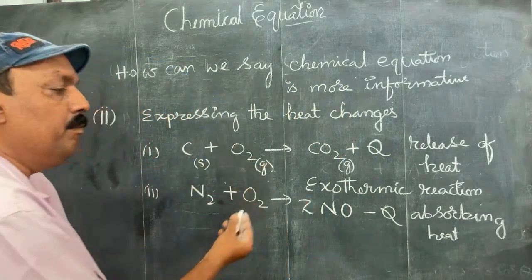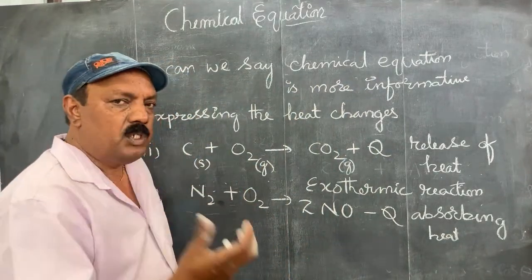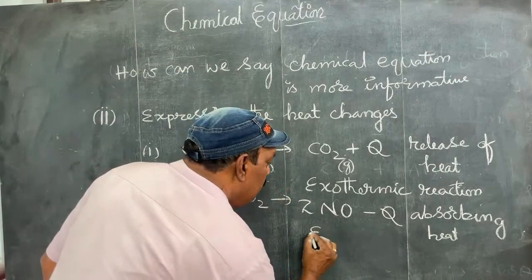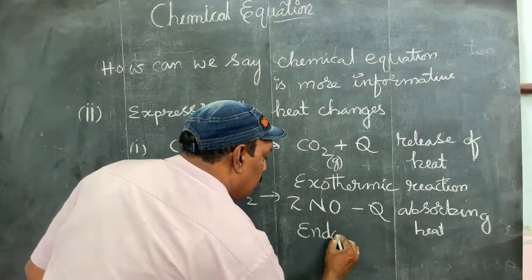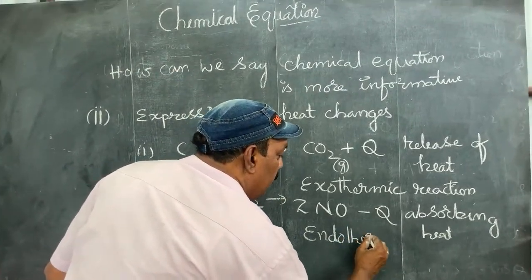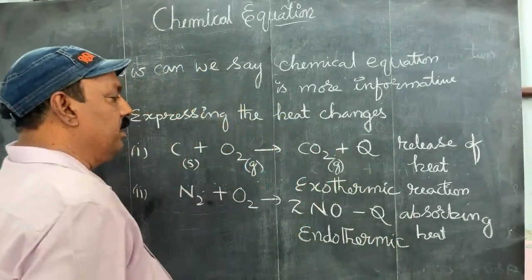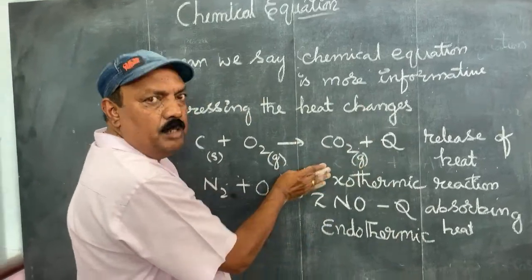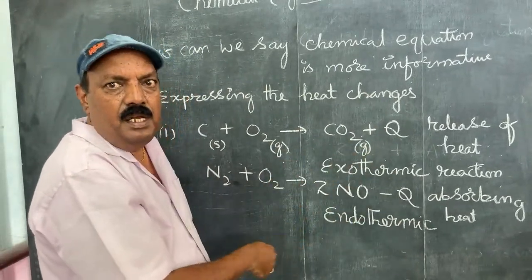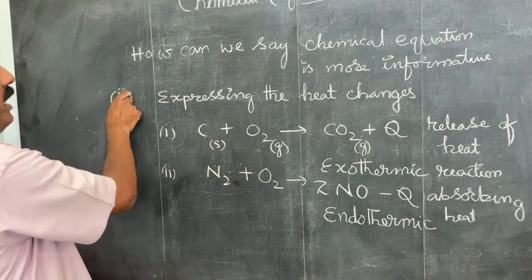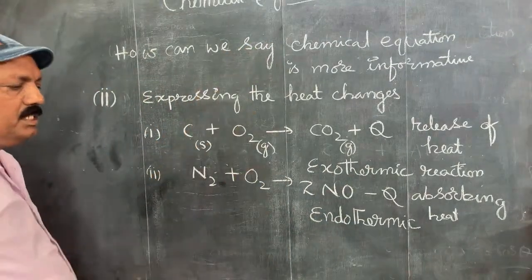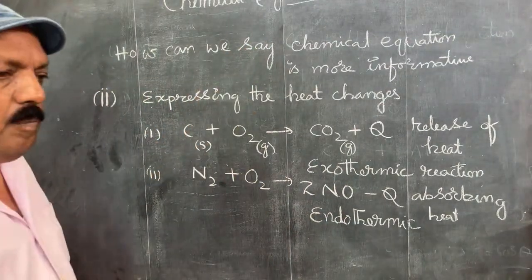So when in a chemical reaction heat is absorbed, we call it an endothermic reaction. Heat is released, exothermic reaction. Heat is absorbed, endothermic reaction. This is the second piece of information the chemical equation is giving. So now we'll go for the third one.